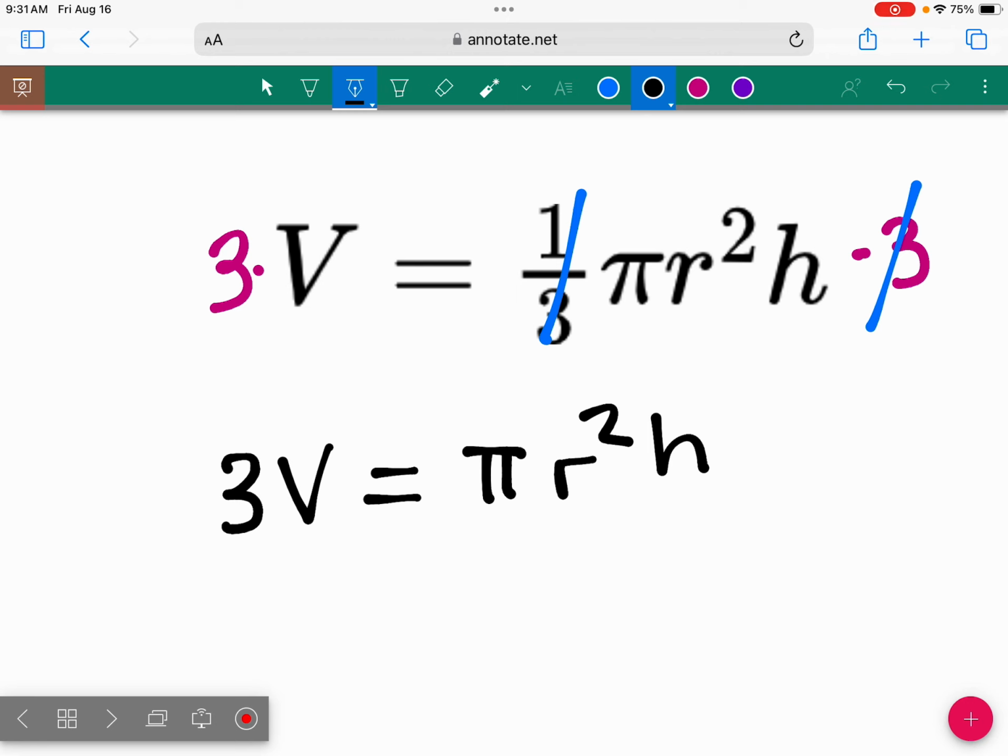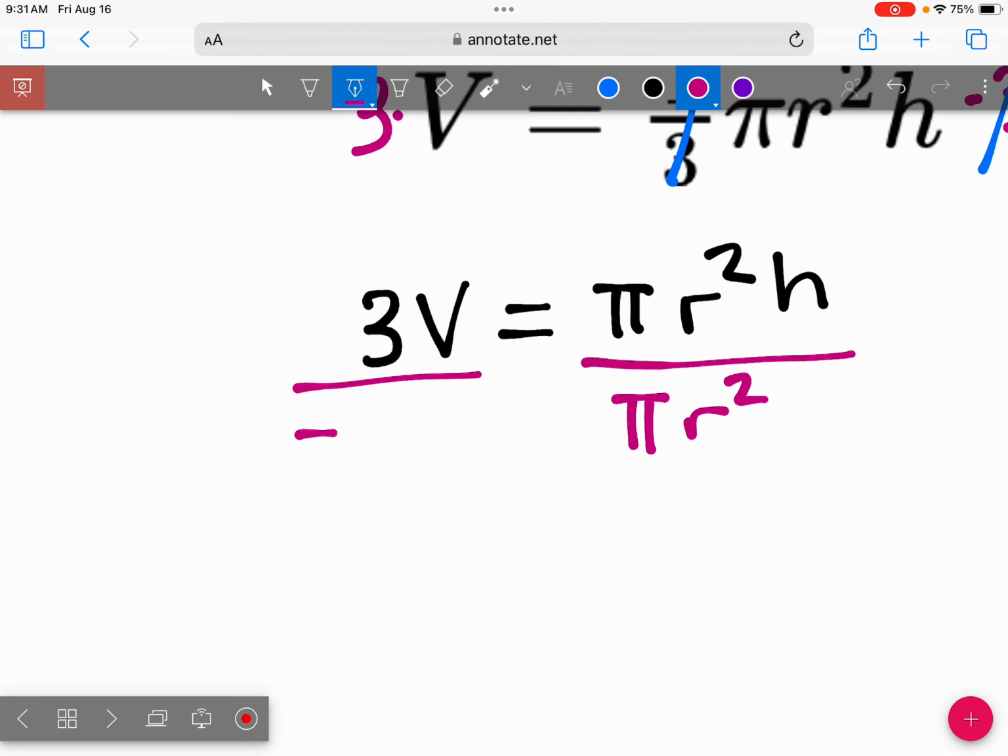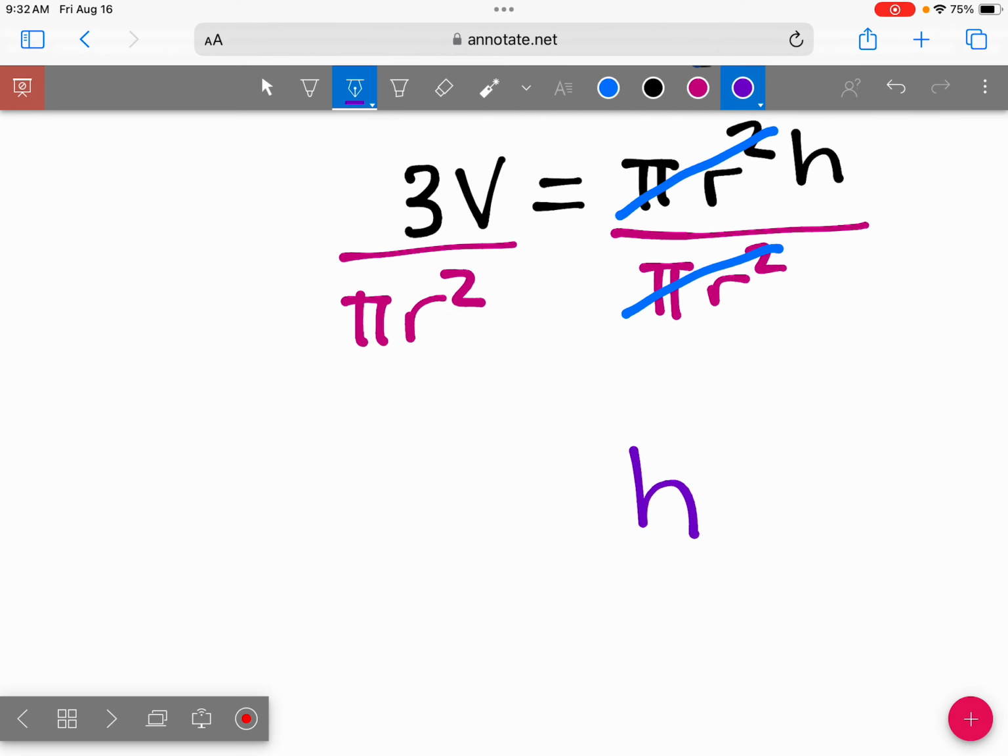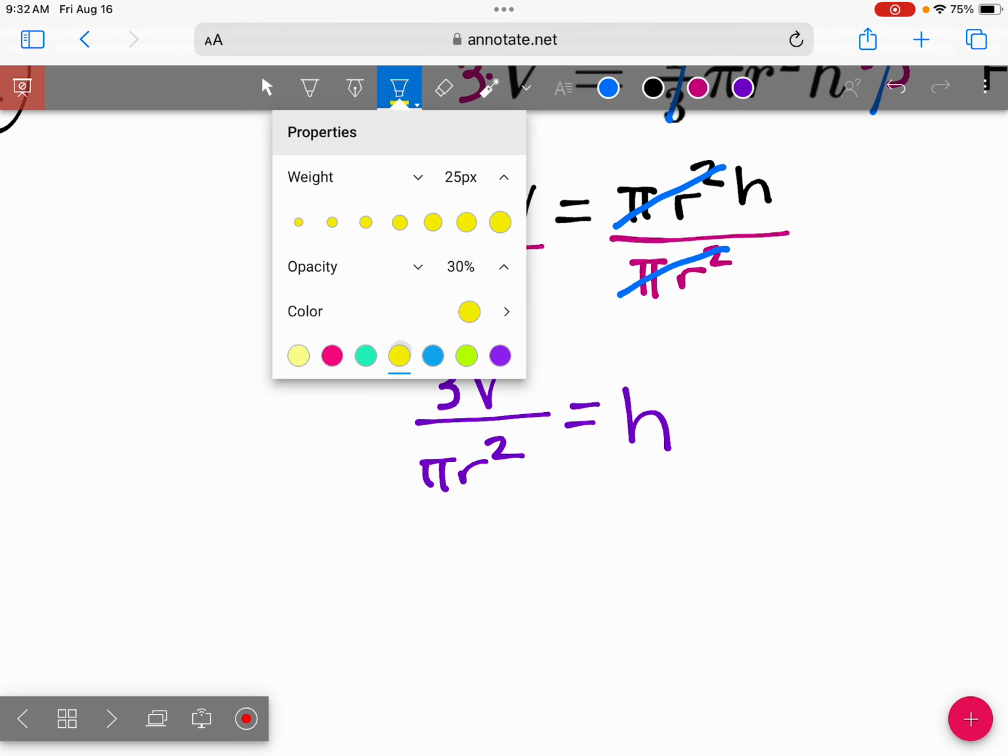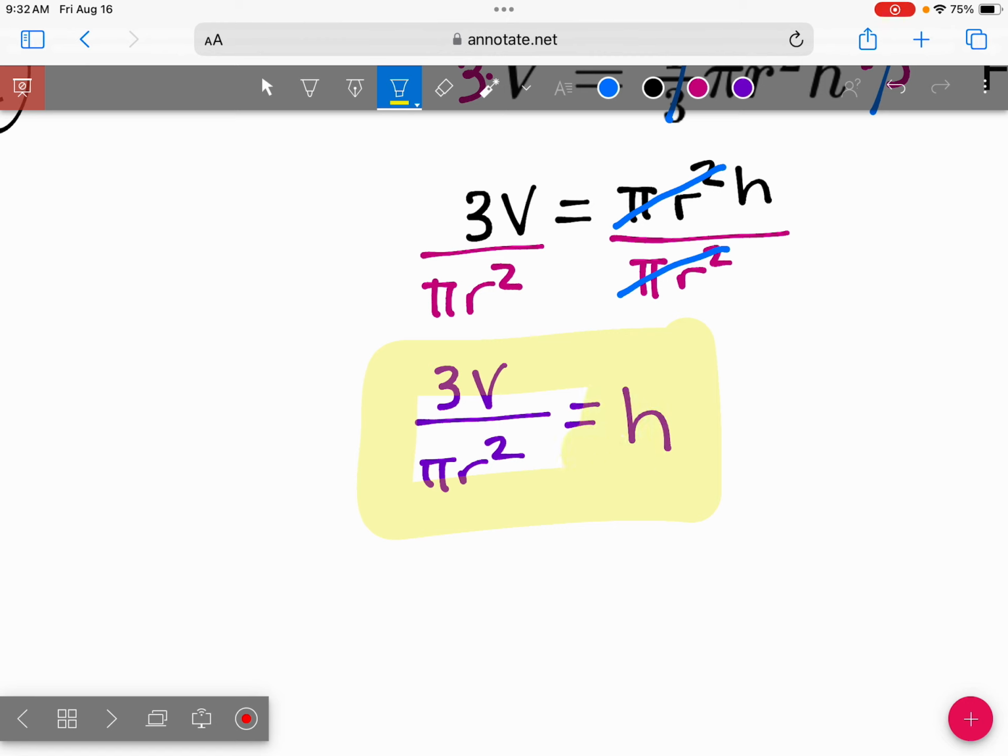Still aiming for an h equals. What do we need to do now? Divide by pi r squared. And we can do that all in one chunk. As long as I do it to both sides, I can do whatever I want. Divide by pi r squared. Because that means this chunk and that chunk are going to cancel out, and we have on the right-hand side just our h. So our left-hand side's a mess. 3V over pi r squared. It's a mess, but that's exactly what we're asked for, an h equals.